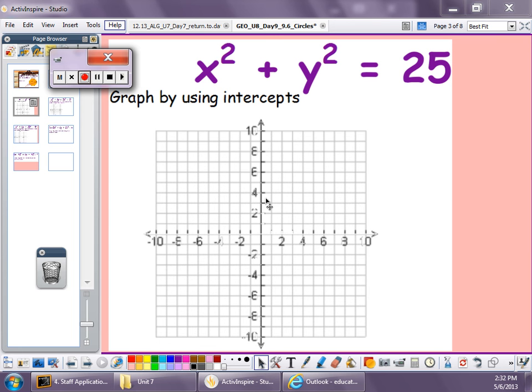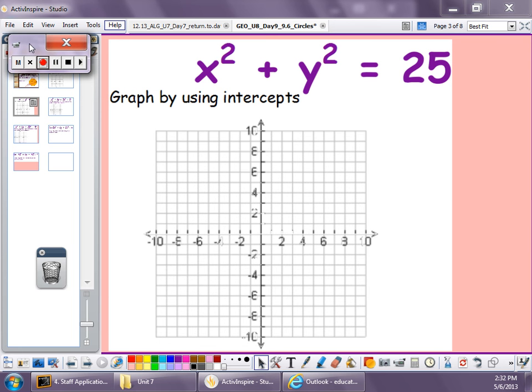Afternoon. Okay, so today you're going to learn about circles. You may have seen some stuff about circles, and it's not something we're going to go a whole lot into in this class, but it is something I'd like you to know before you head to Algebra 2. So what we're going to do is graph this by using x and y intercepts.